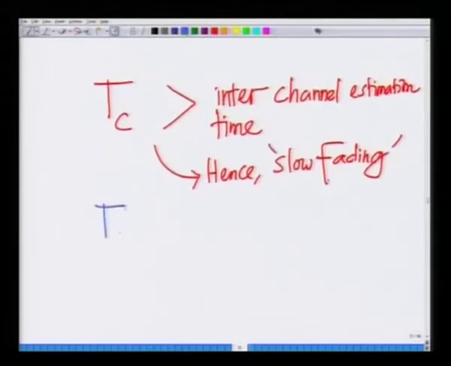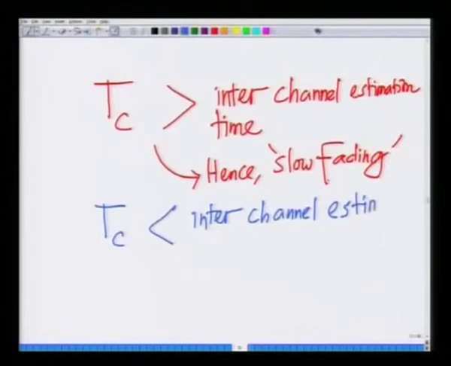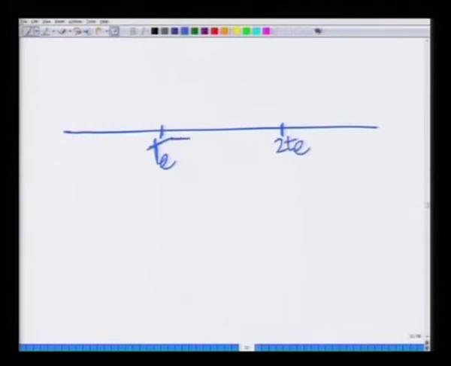However, if Tc is less than the interchannel estimation time, let me draw this pictorially. I have estimated the channel, that is, this is the time at which the channel is estimated. My next channel estimation time is Te, then 2Te, but my coherence time is only this much, which is Tc, which is less than the interchannel estimation time, which means by the time I get here, the channel has changed.